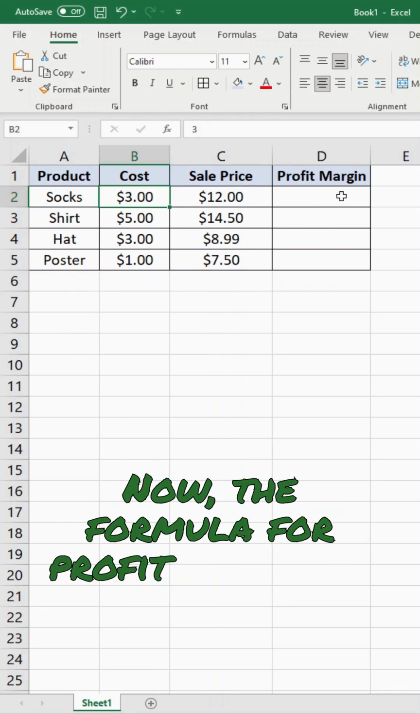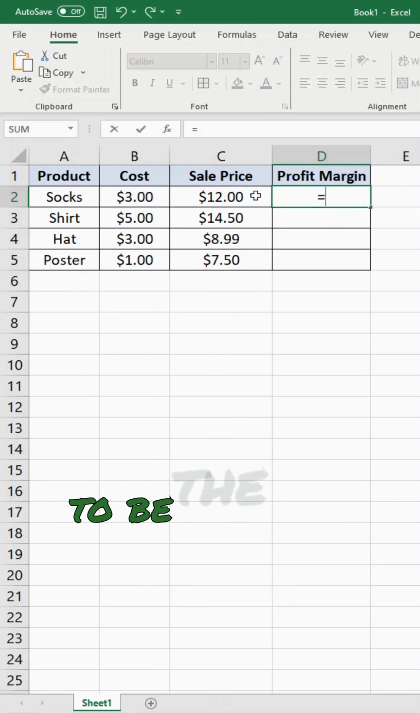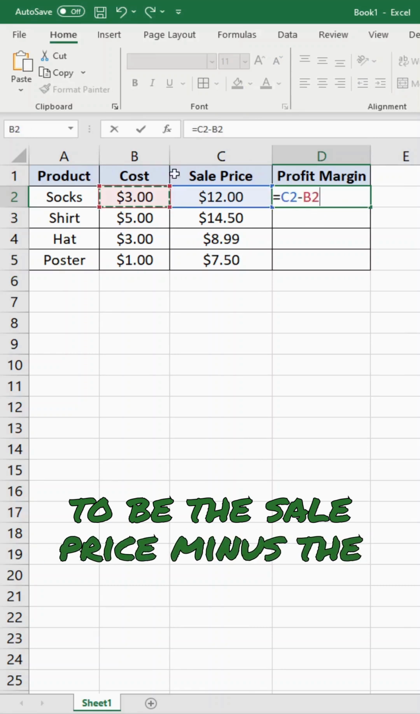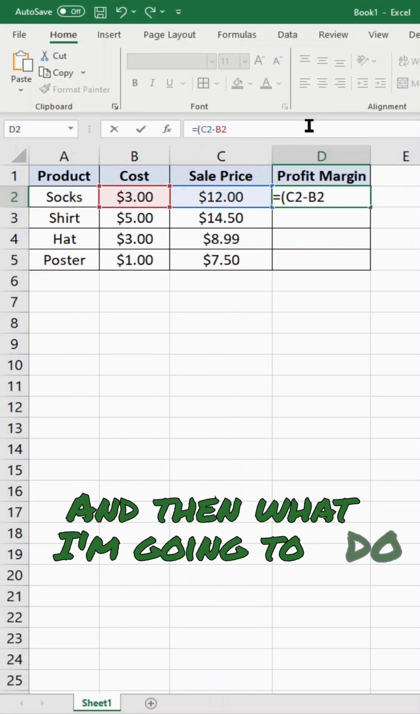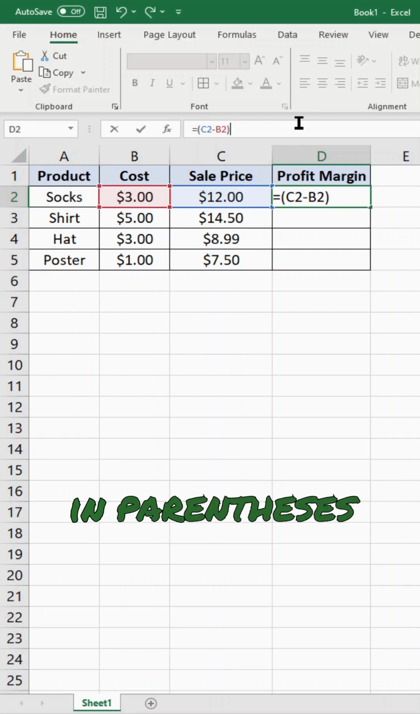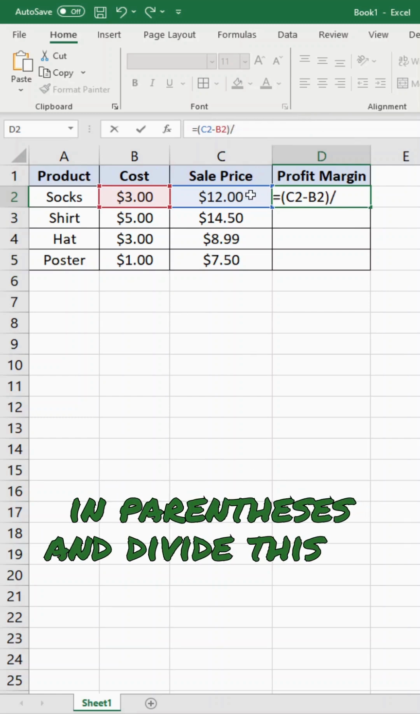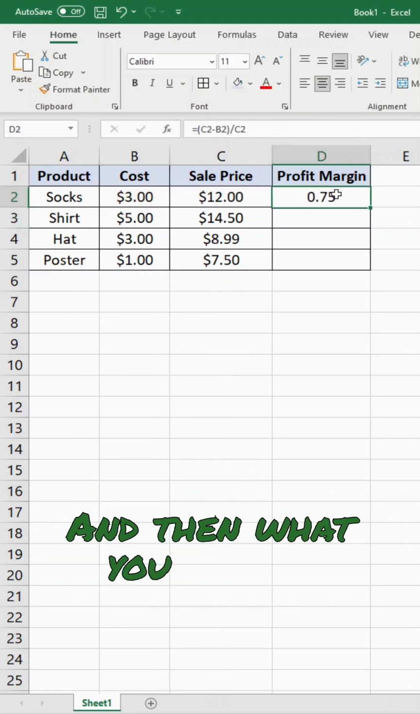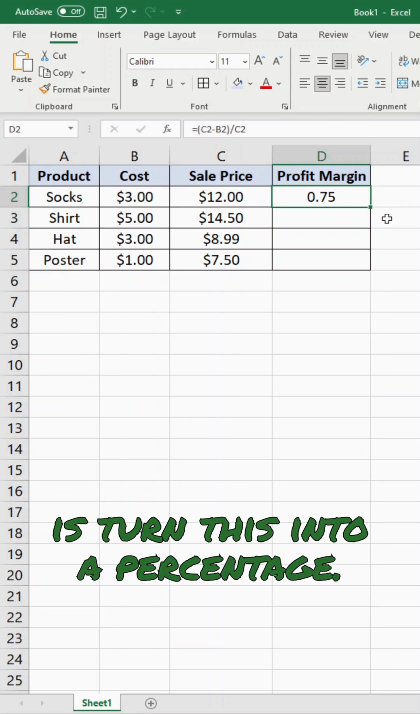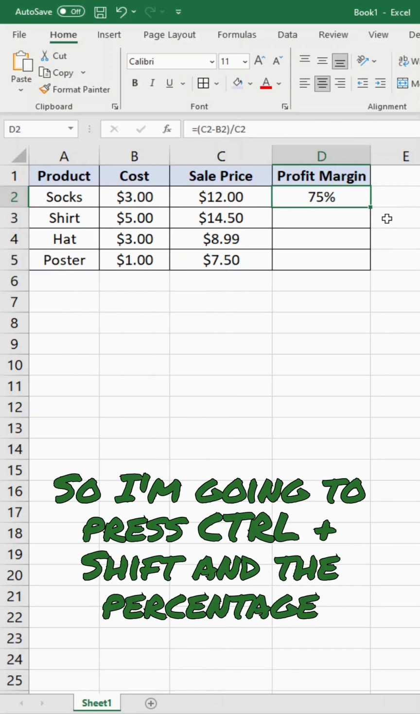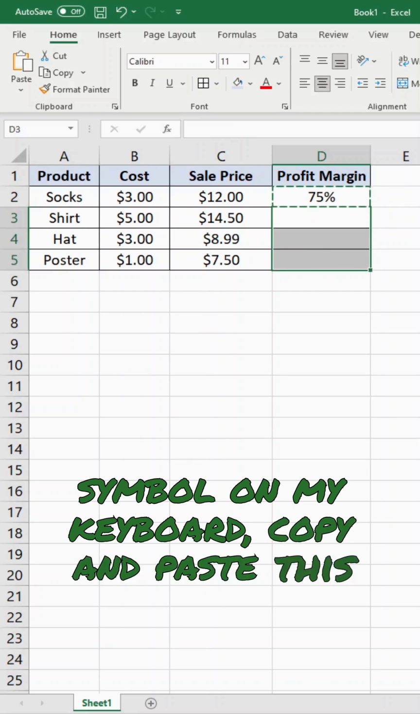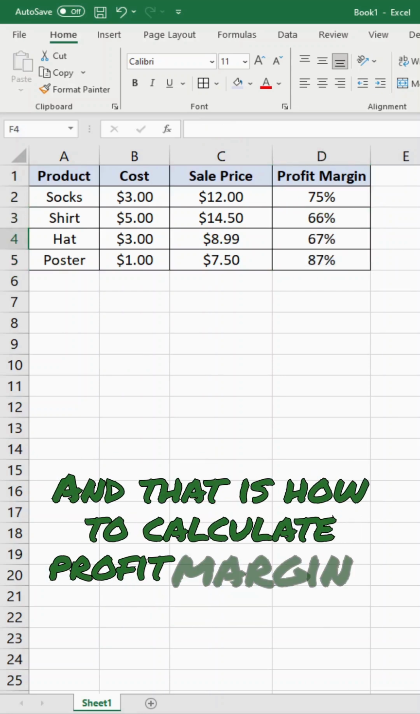Now, the formula for profit margin is going to be the sale price minus the cost. And then what I'm going to do is put this in parentheses and divide this by the sale price. And then what you can do is turn this into a percentage. So I'm going to press Control Shift and the percentage symbol on my keyboard, copy and paste this down, and that is how to calculate profit margin in Excel.